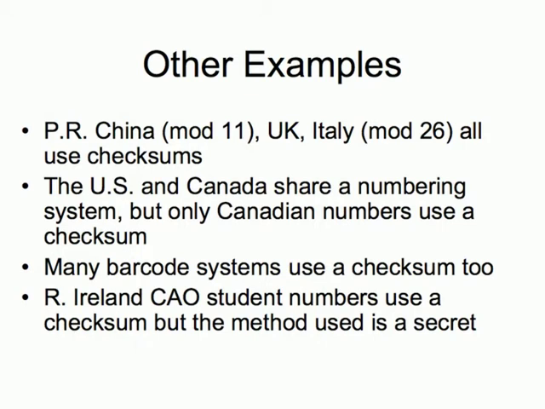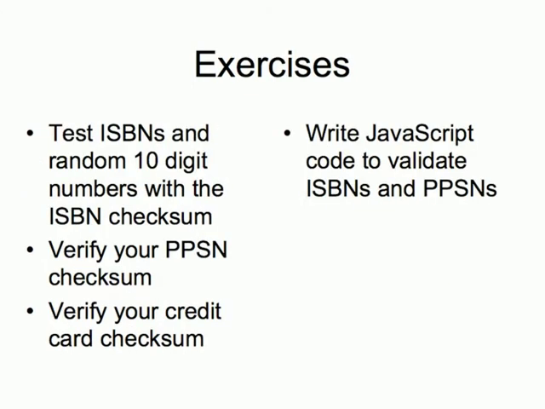So to get to grips with checksums, you can try some experiments. Take a number that you know is valid, apply the algorithm to it, and see how it works, and then change one of the digits, apply the algorithm again, and see that it doesn't work. So you can do that with your credit card. You should be able to do that with your PPS number. You could also take out some banknotes and try that.